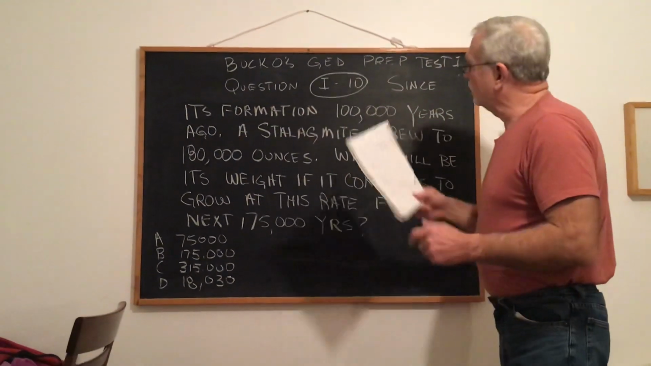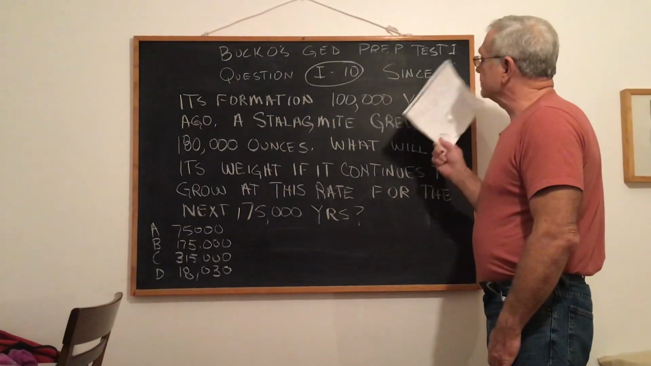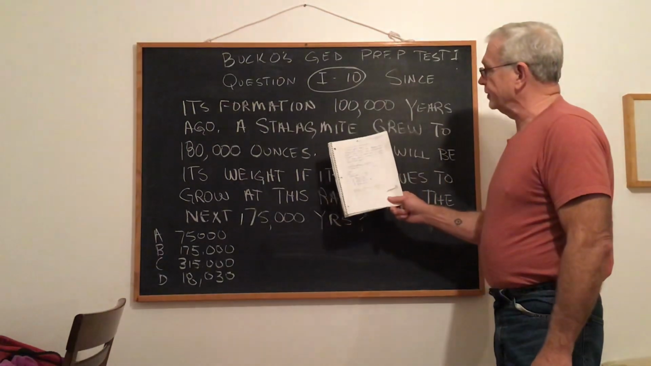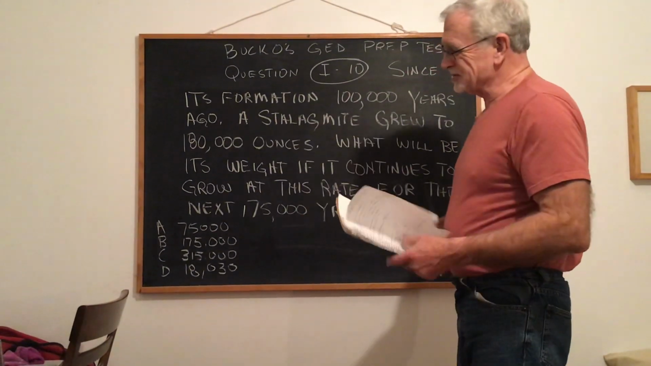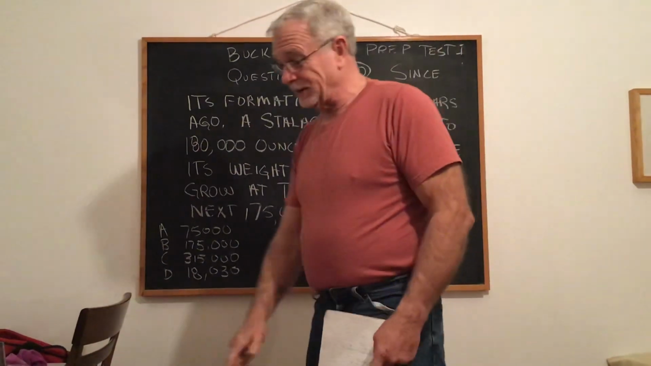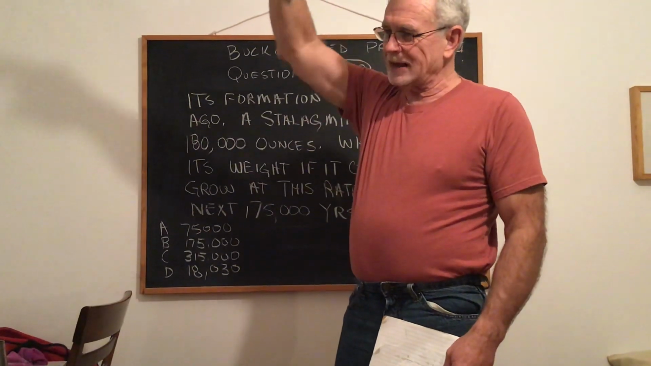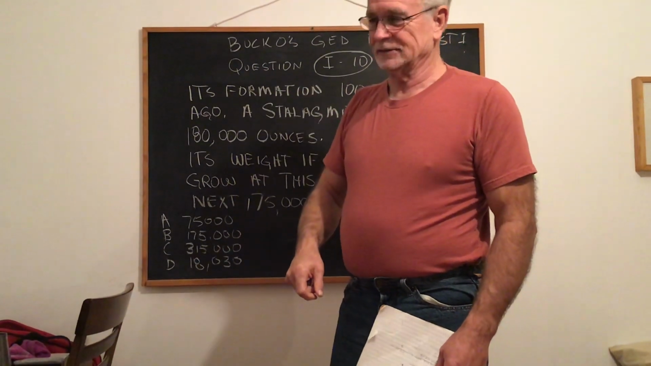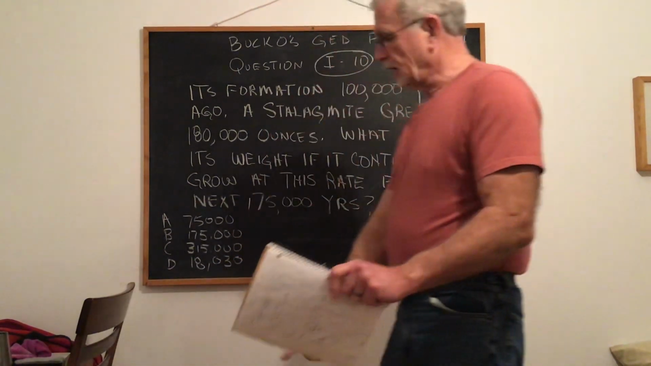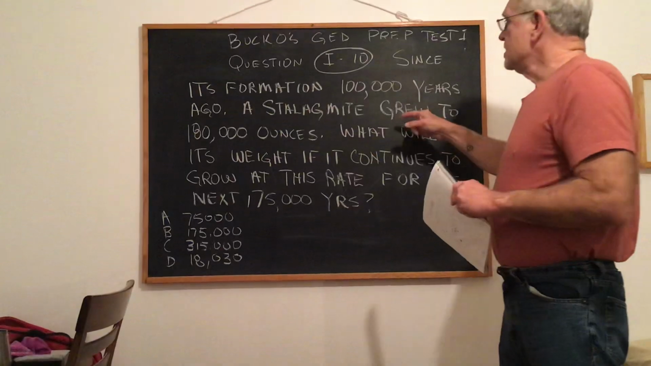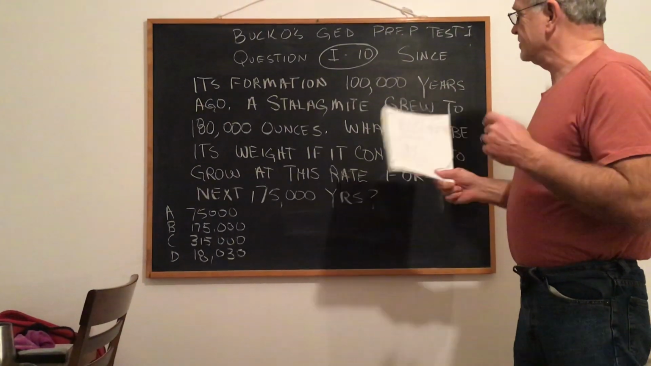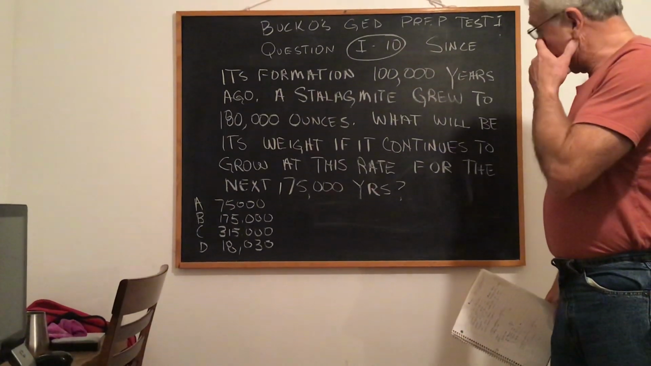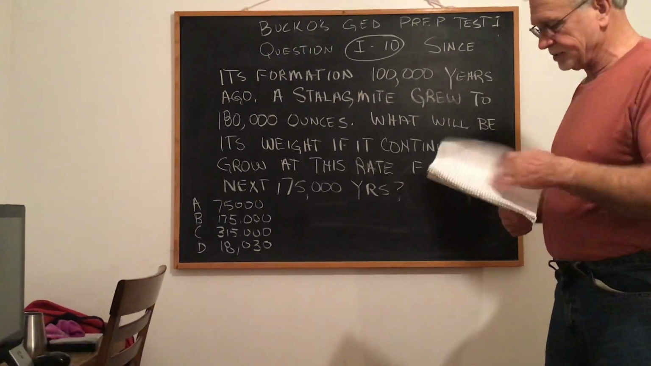Okay, question number 10, Bucko GD prep test number 1. It reads, since its formation 100,000 years ago, a stalagmite, which is kind of like a rock that builds up from evaporation, but it builds from the ground up, not from the top of the cave down, grew to 180,000 ounces. What will be its weight if it continues to grow at this rate for the next 175,000 years?